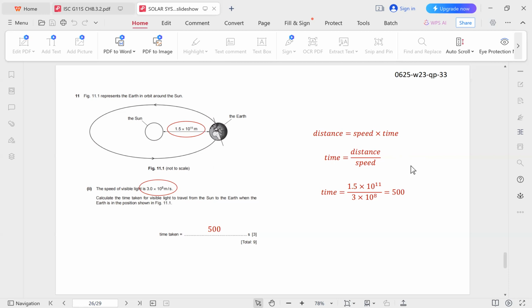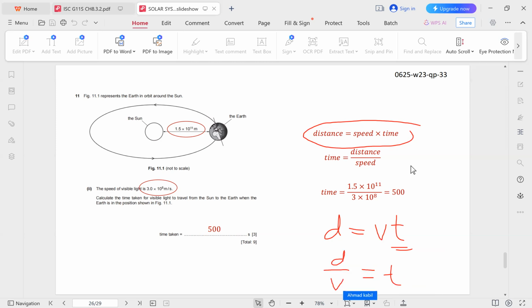This is just a very basic equation of distance equals speed times time. And you are required to find the time, so you should be comfortable with the mathematics of this. So D equals VT. Here we want the T, so we want to isolate the T. So T would be D over V. And the distance and the velocity are both given. There they are. This is the distance. This is the velocity. All we have to do is just divide them by each other. So 1.5 times 10 to the power of 11 over 3 times 10 to the power of 8 gives us 500 seconds.